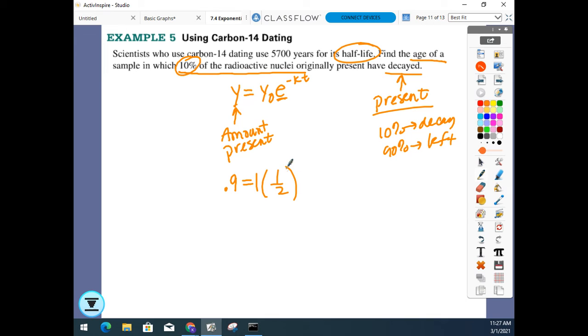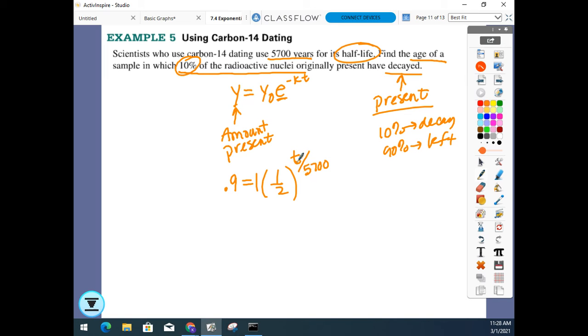Then we have the rate it's decaying at, and then our time. What we end up doing with half-life is always dividing by the half-life years, because it's only going to take half of it every 5,700 years. So after 5,700 years, that's one half-life period. So you always take the time divided by the half-life.